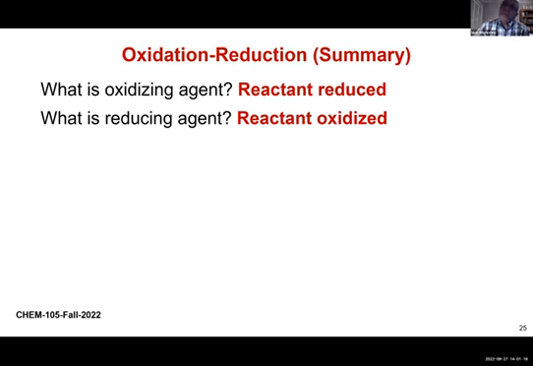There are two things that you need to know about reduction and oxidation. In a redox reaction, one reactant gains electrons and helps to oxidize the other reactant. Therefore, the reduced substance, copper, is reduced. It is the oxidizing agent for zinc.